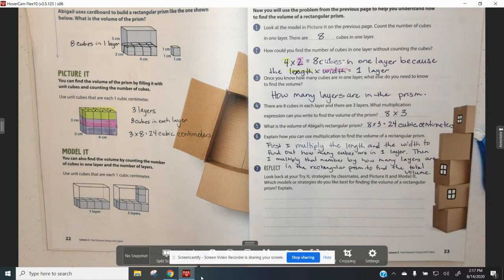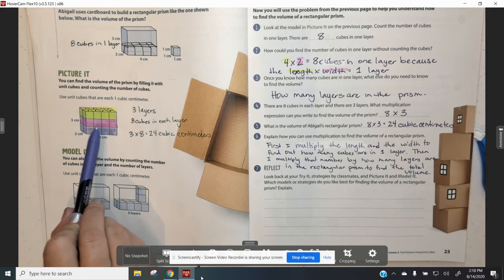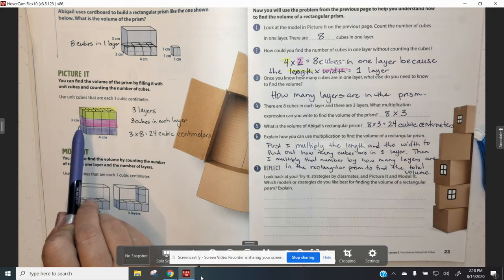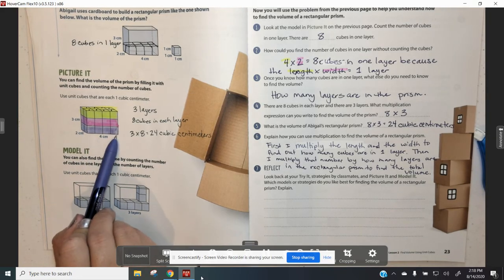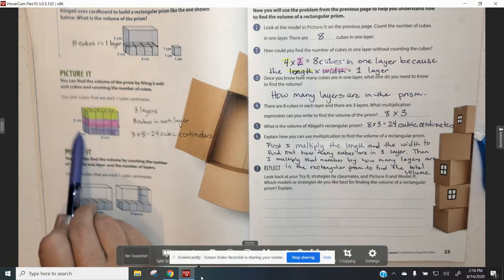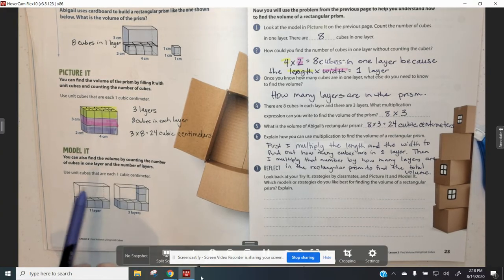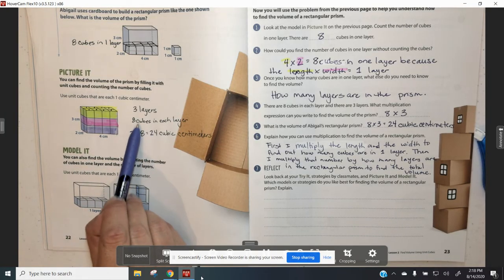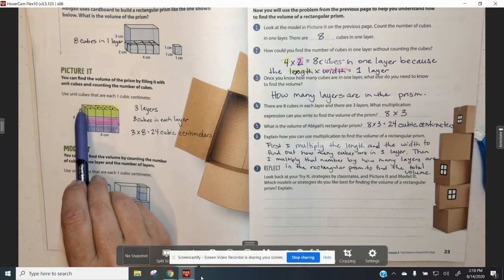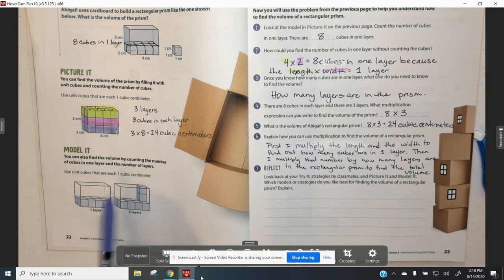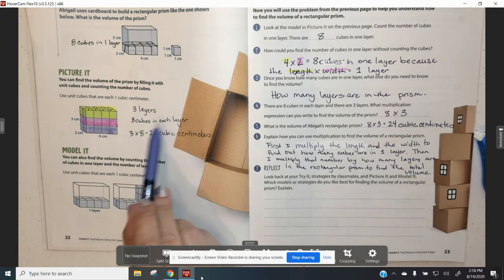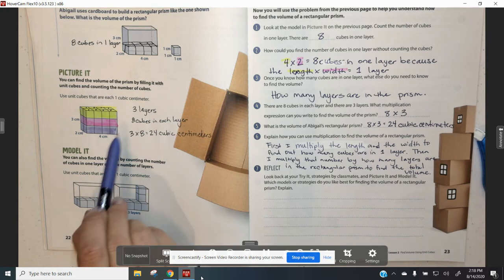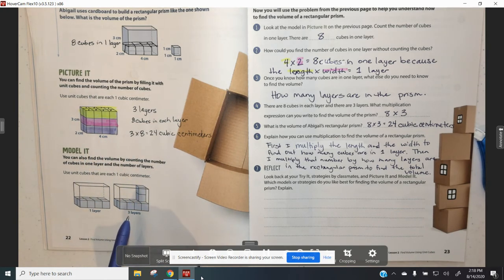Now you don't have to write it exactly the way that I wrote it, but you just need to notice that there's really two steps. The first step is to find out how many cubes are in one layer by multiplying the length and the width, and that tells you how many cubes are in one layer. Then you multiply that product by the number of layers that are in the prism to get the final volume, or the total volume, of the whole rectangular prism.